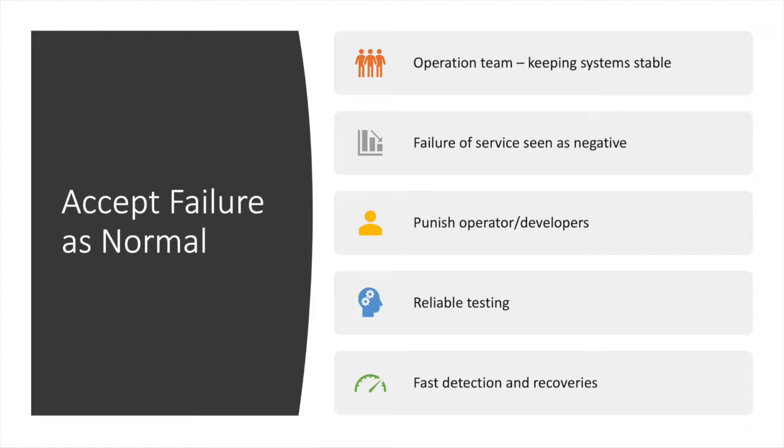Now, how can we accept this? How can we accept failure as normal? We can do this by doing reliable testing. Before pushing code to production, we should have some testing done. Then we will also have monitoring for detecting failures very fast and trying to recover from them.